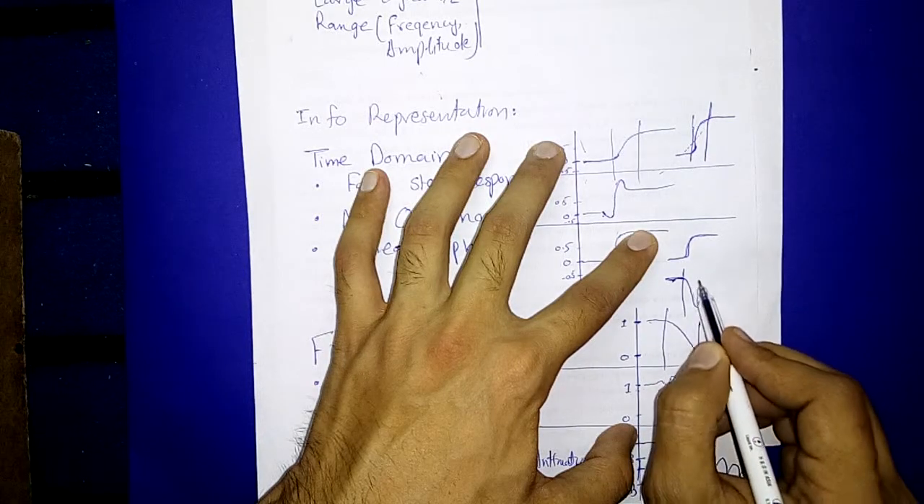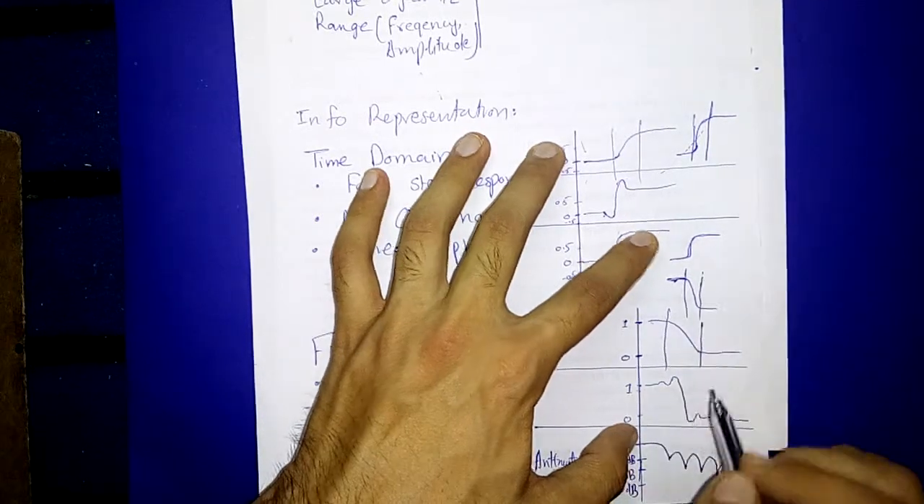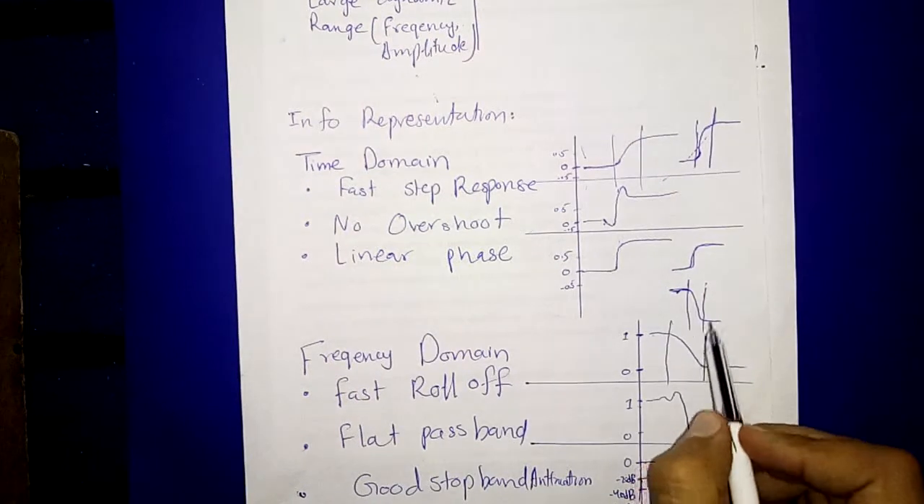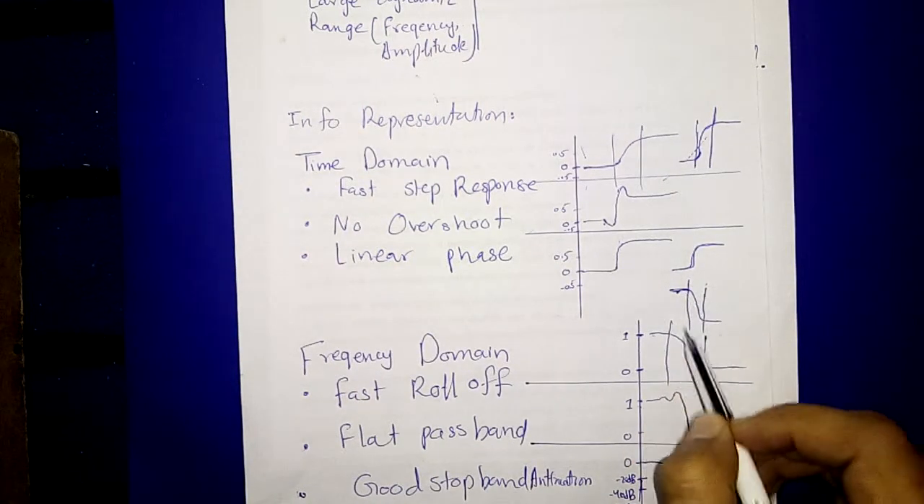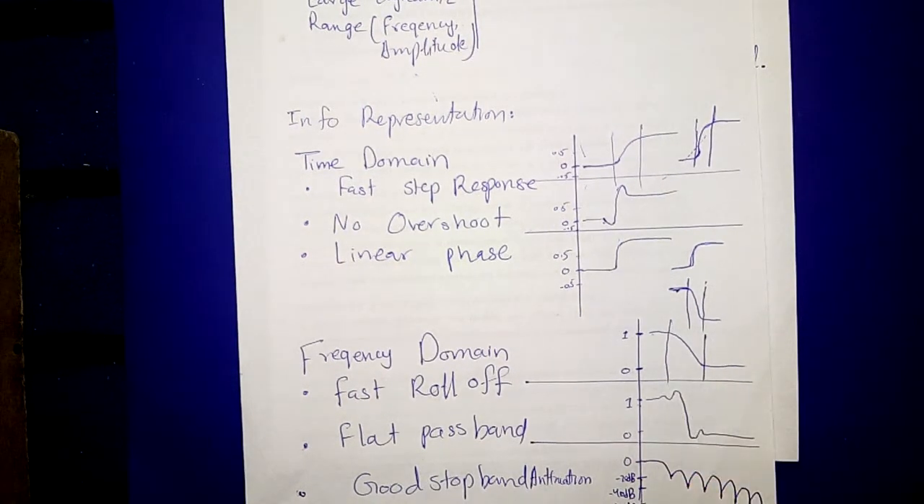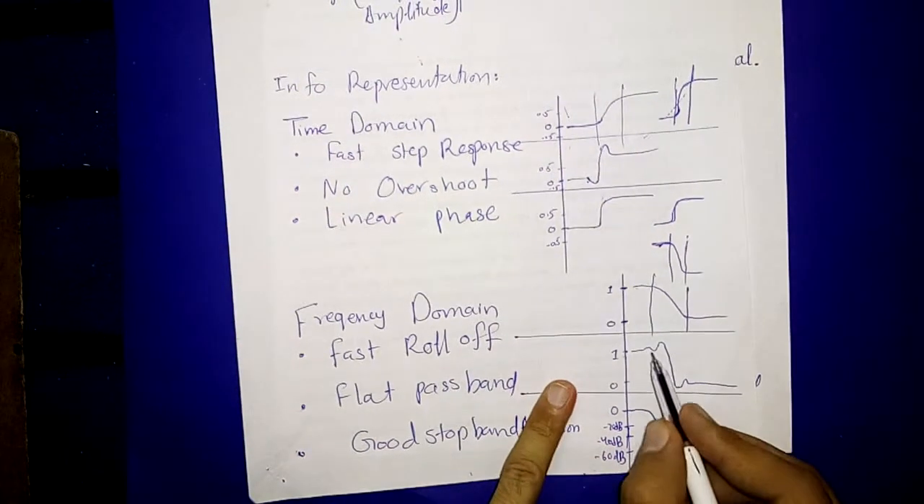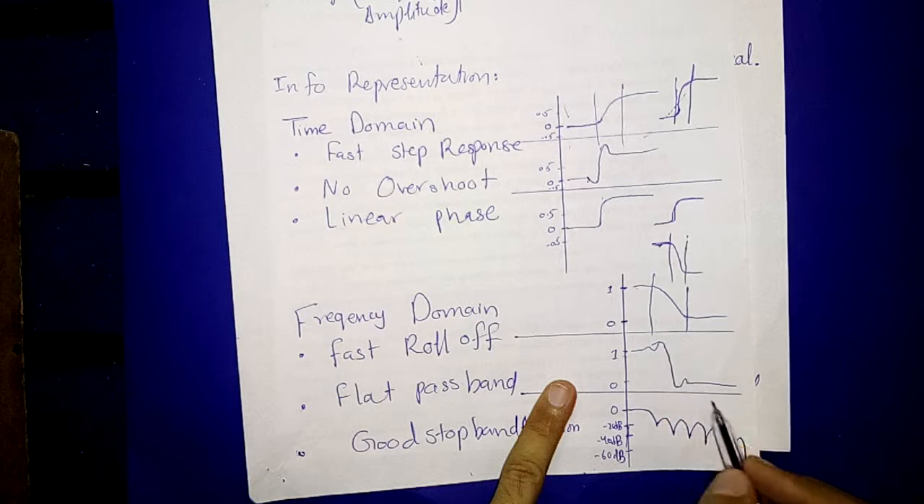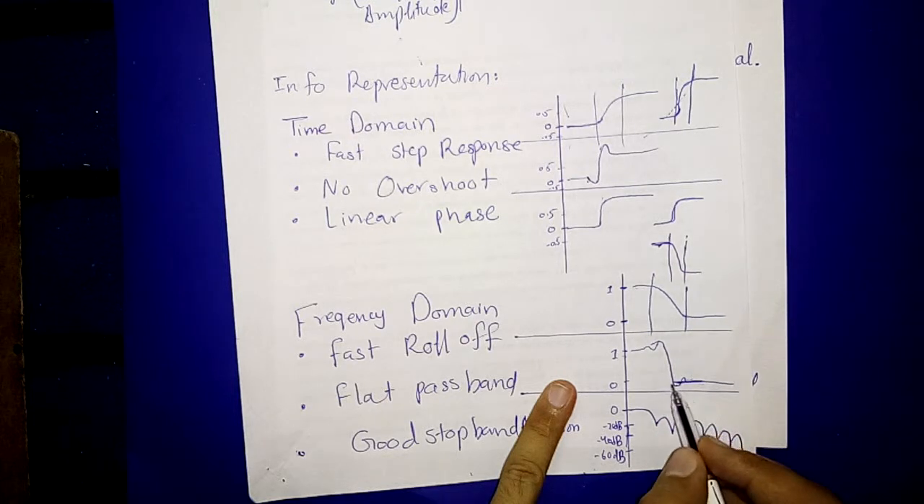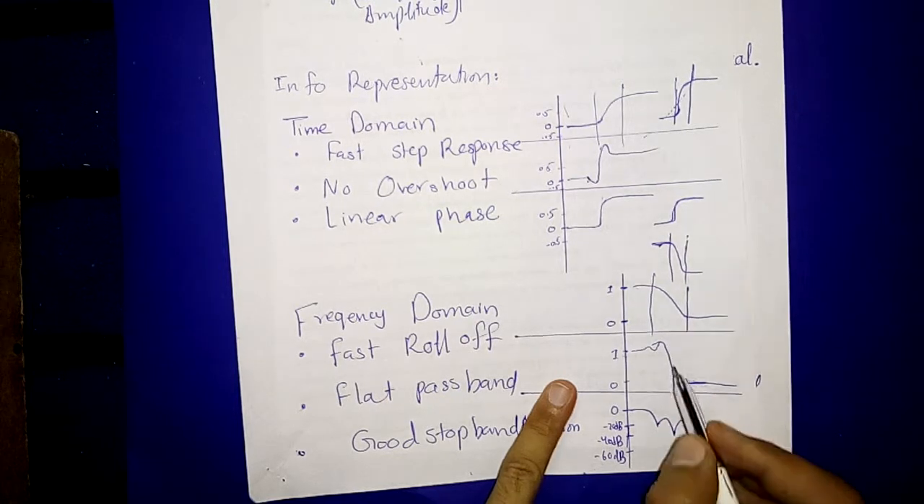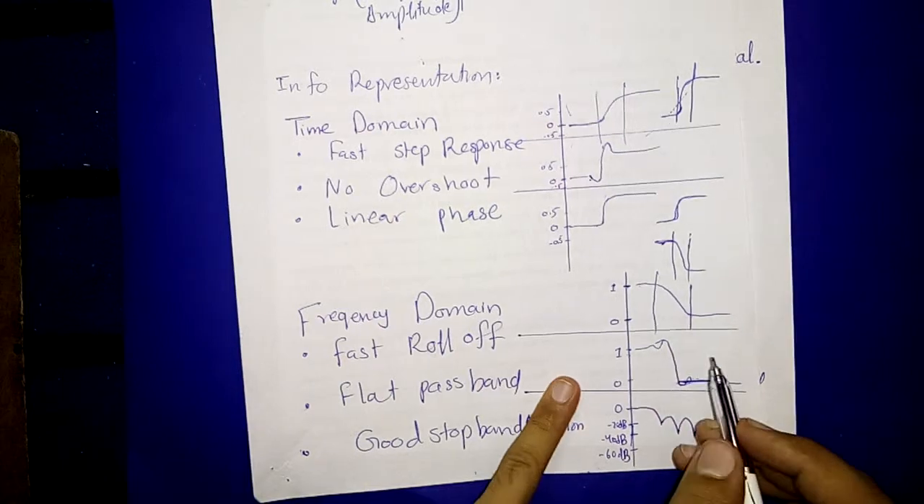I have drawn it a bit weird or whatever. So its roll off time should be less as compared to this. The second thing is flat pass band. Here you can see that the pass band is not flat itself. Here you have the stop band. The flat pass band is a minimum requirement.